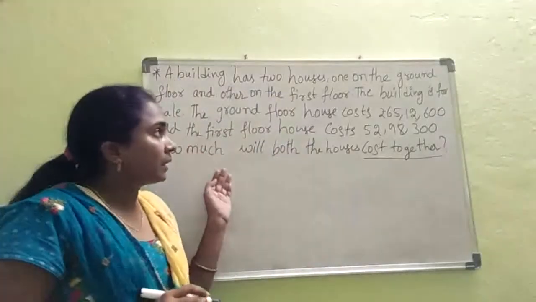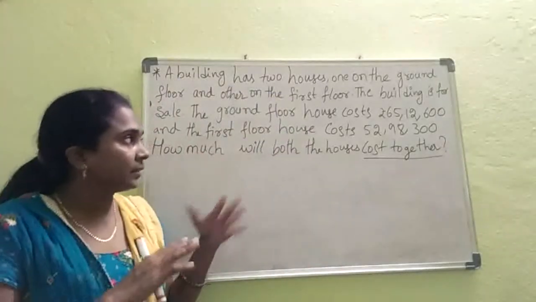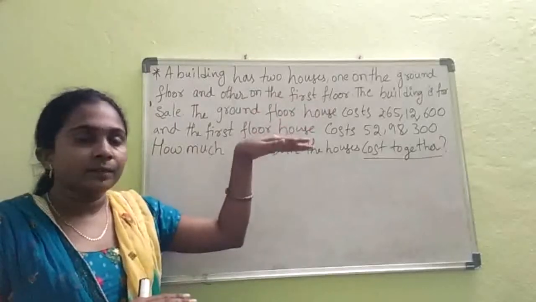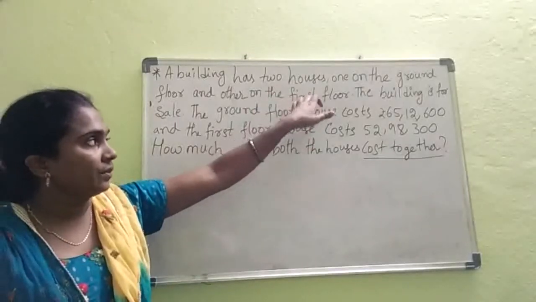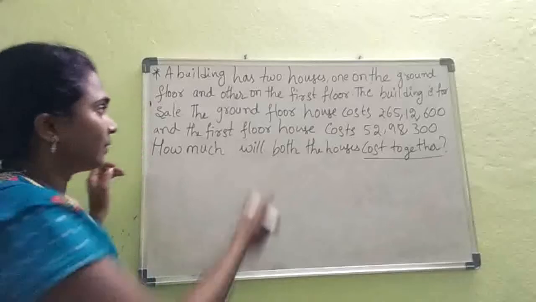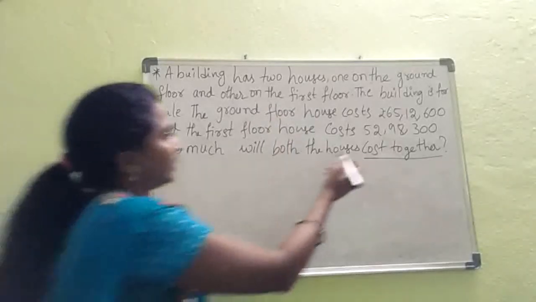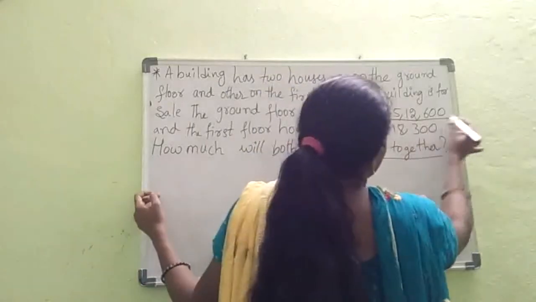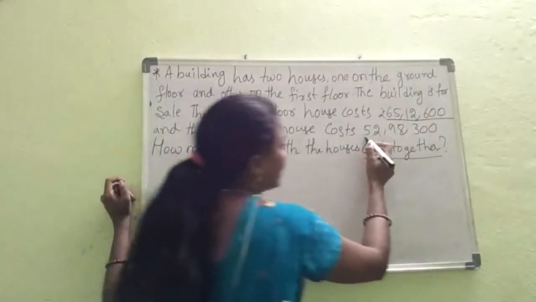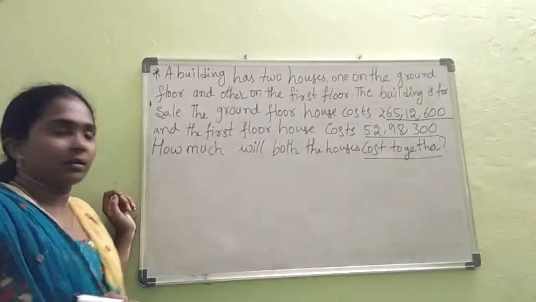What in the question? What they saying? One building is there. In that two floors are there, right? Ground floor and first floor. In the ground floor is one house and the first floor is one house, right? Two houses cost is given. That is ground floor house cost, right? And this is the first floor house cost.